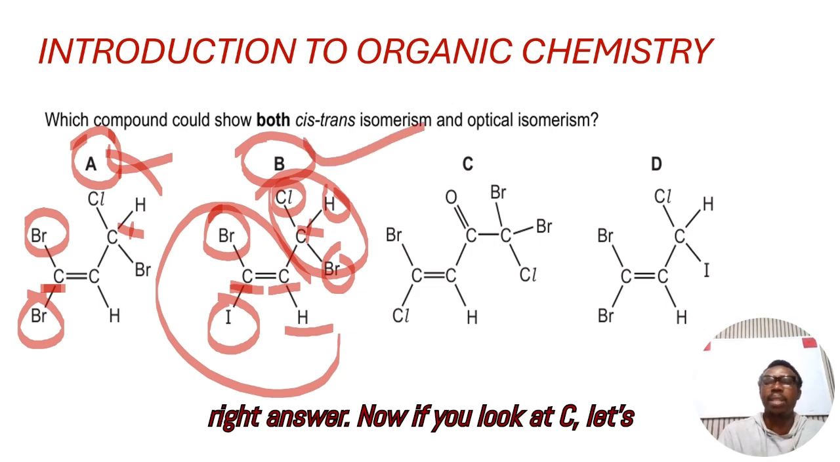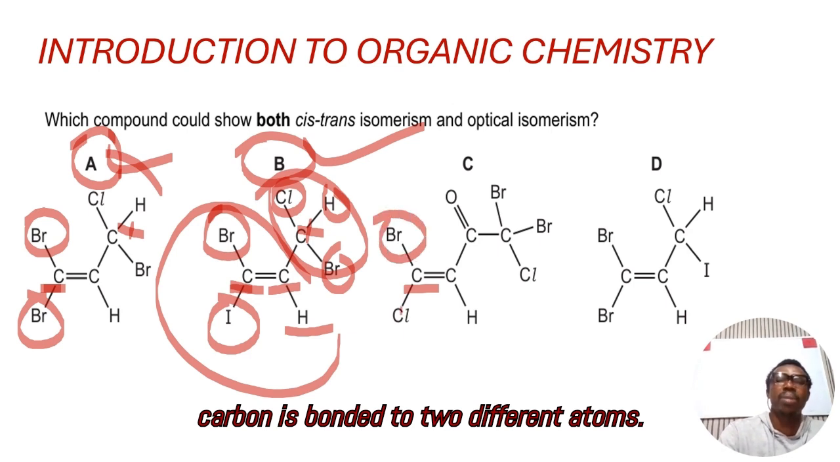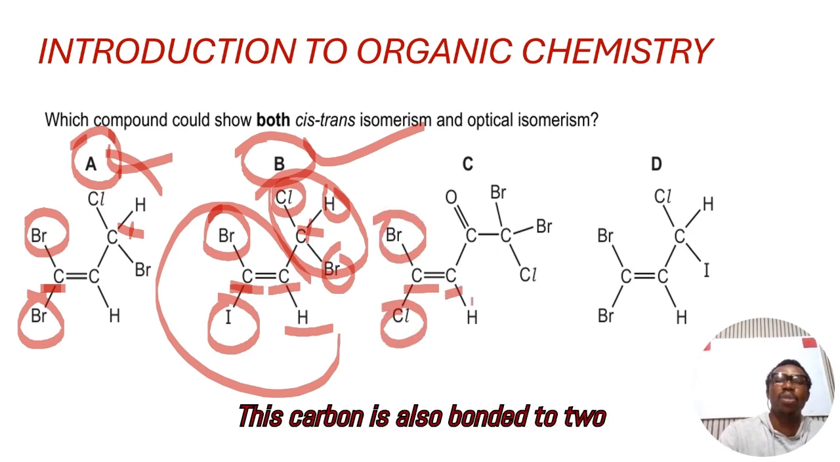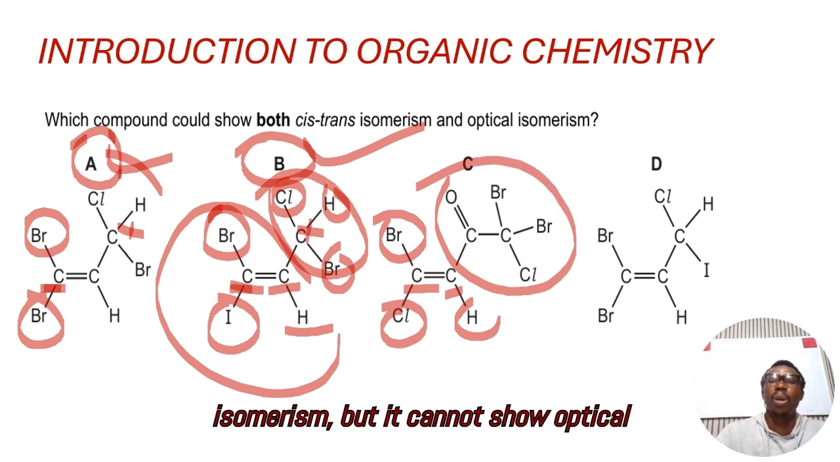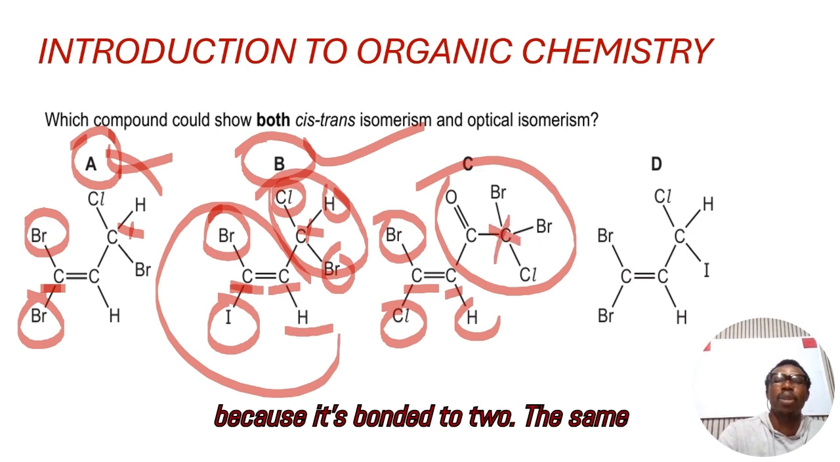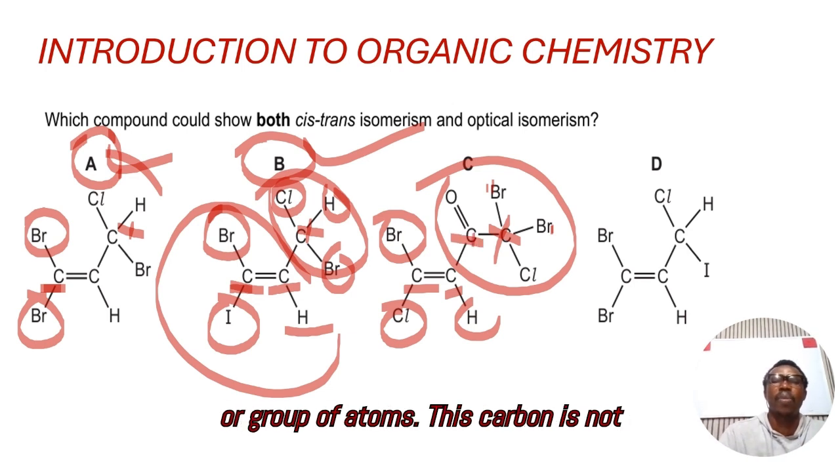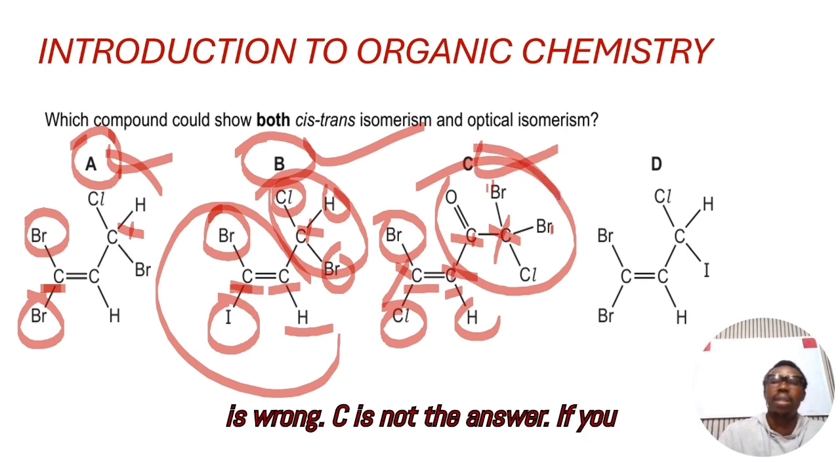Now if you look at C, let's see why C is wrong. This carbon is bonded to 2 different atoms. This carbon is also bonded to 2 different atoms. It can show cis-trans isomerism, but it cannot show optical isomerism because there is no carbon that is chiral. This carbon is not chiral because it's bonded to the same bromine atom. It's not bonded to 4 different atoms or group of atoms. So C is wrong. C is not the answer.